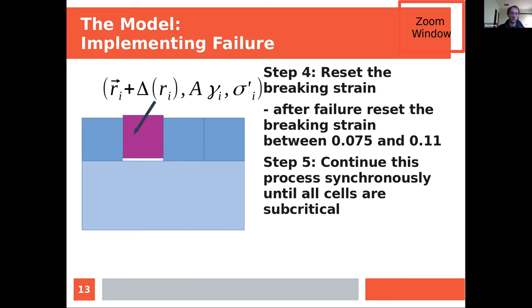And in step five, you can just continue this process synchronously across the crust until every cell is subcritical. At which point you are ready to resume decrementing the angular velocity, continuing this whole process until the star is totally spun down. What this means is that we now have a schema that allows us to know the position of every piece of the crust throughout the star's entire lifetime in a way that accounts for both elastic spin down and plastic crustal failure.